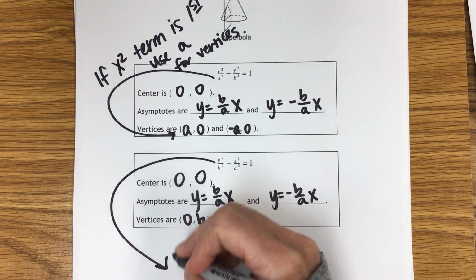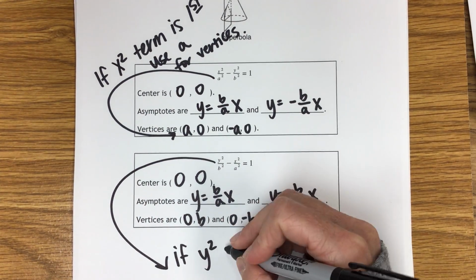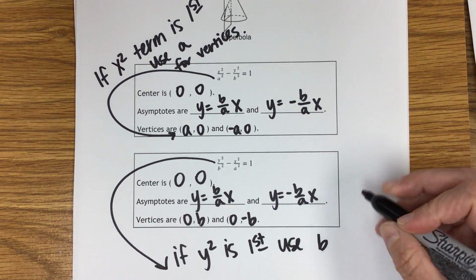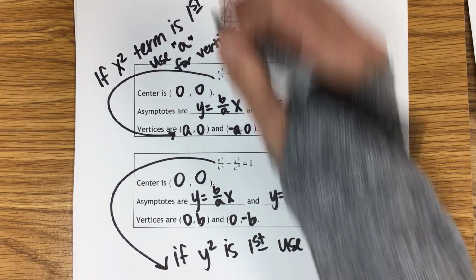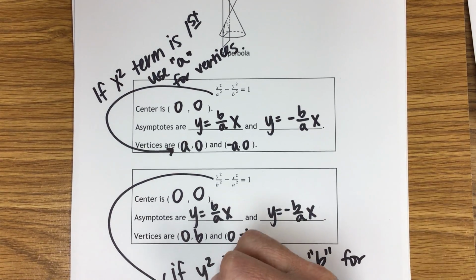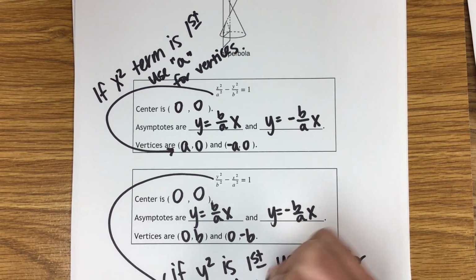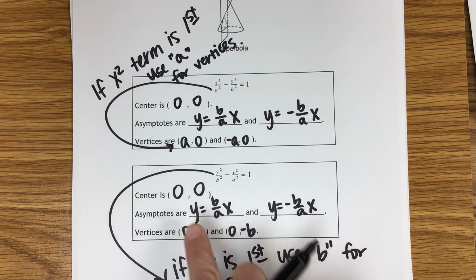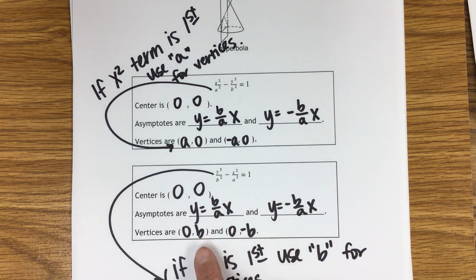If y squared is first, use b for vertices. And because a is underneath the x, it's an x coordinate. And because b is underneath the y, it's a y coordinate. I'll go through how to do an example on the back.